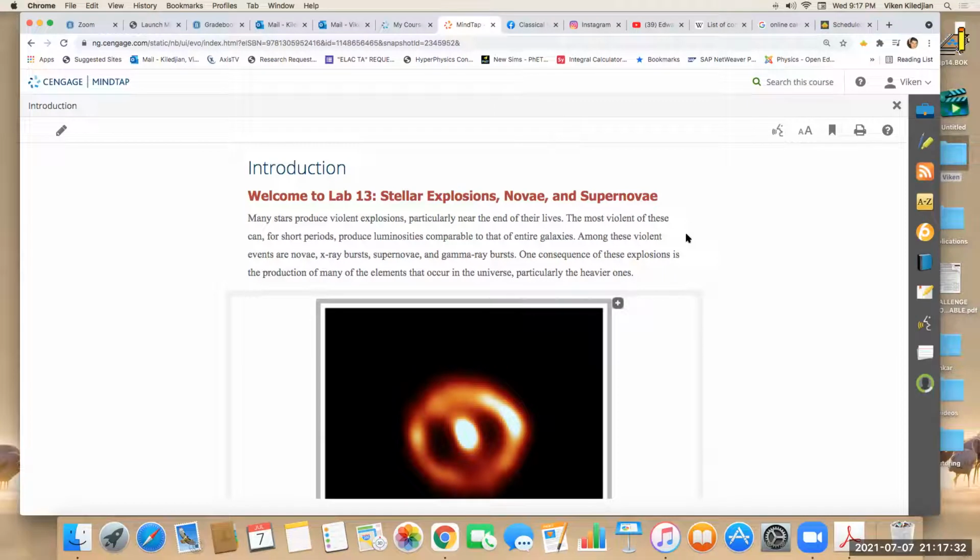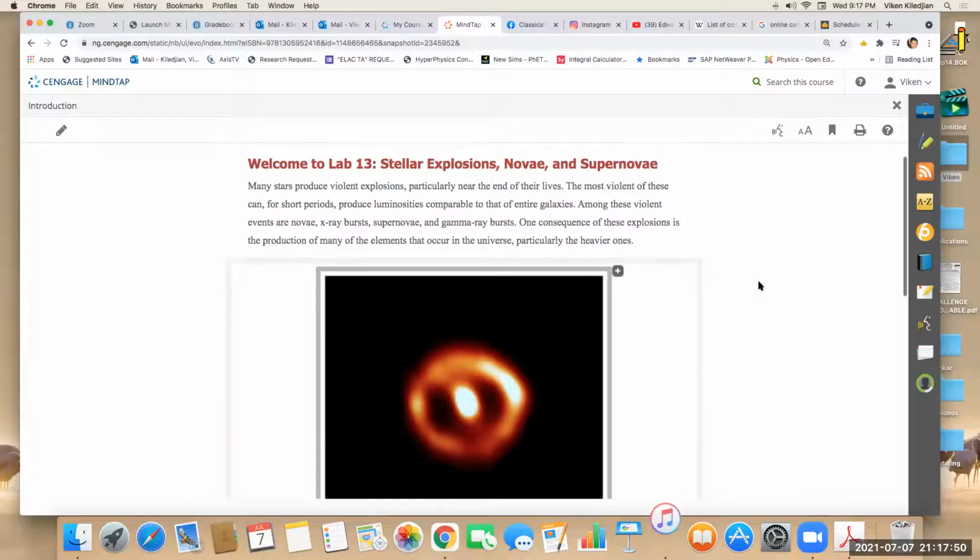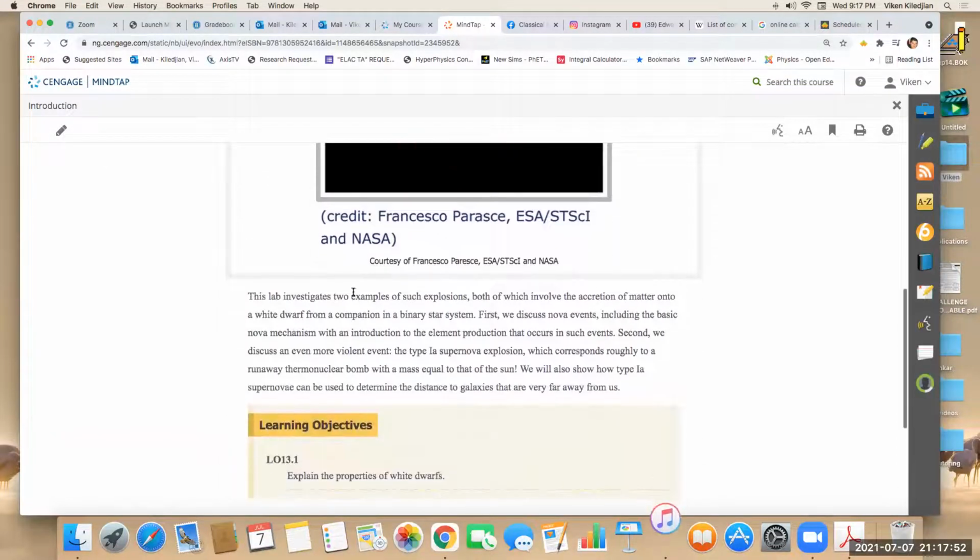So imagine that, like a burst that gives off mostly gamma rays, which are the highest energy electromagnetic waves. One consequence of these explosions is the production of many of the elements that occur in the universe, particularly the heavier ones. This lab investigates two examples of such explosions, both of which involve the accretion of matter onto a white dwarf from a companion in a binary star system.